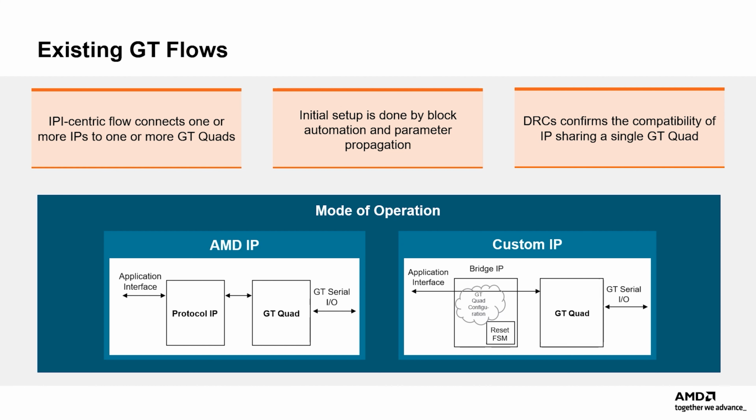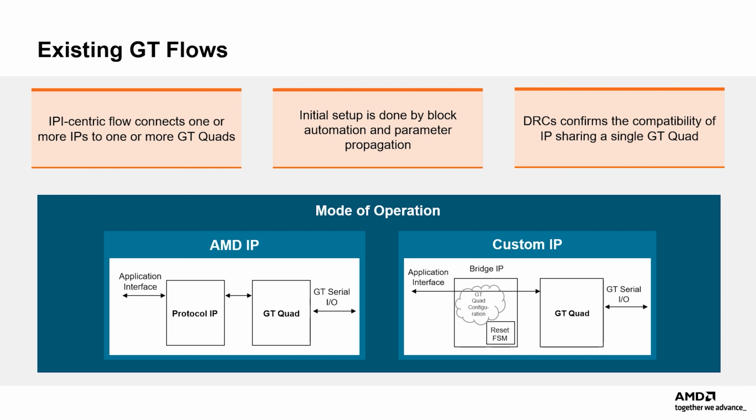The second mode is with custom IP. With this, an additional bridge IP is needed to bridge between the user's custom IP and the GT quad base. Block automation is then used to instantiate and connect the GT primitive.